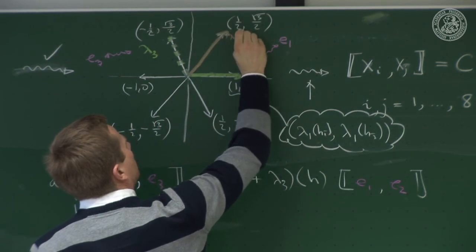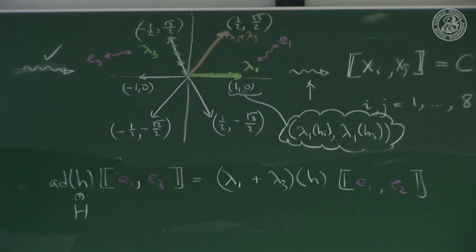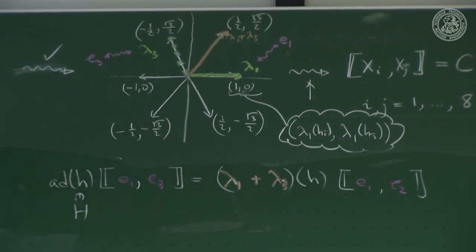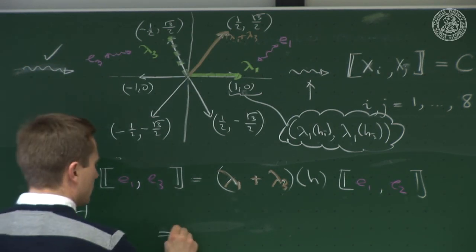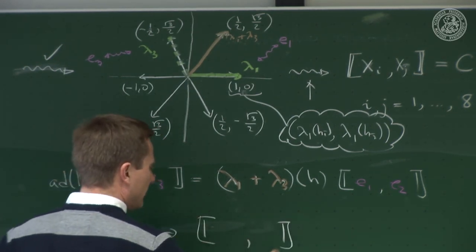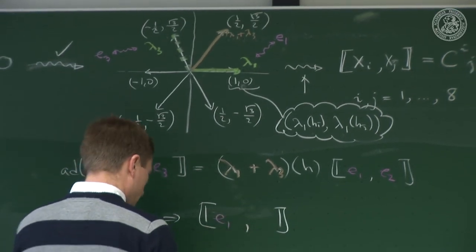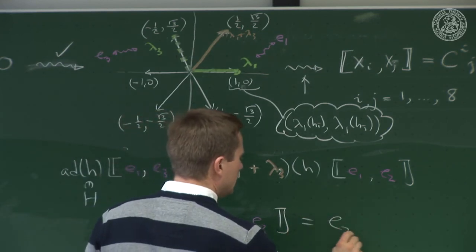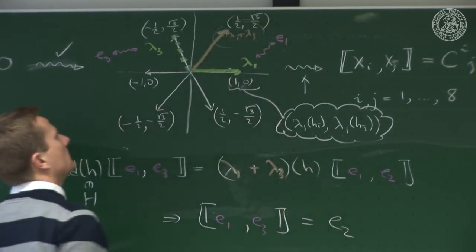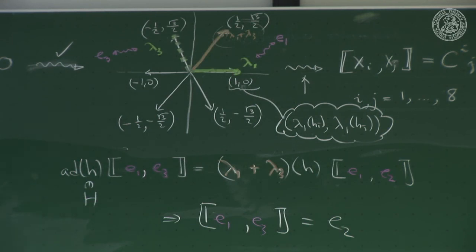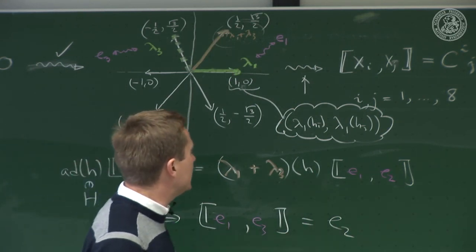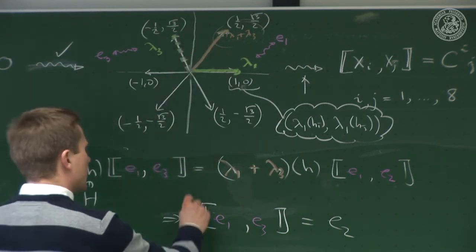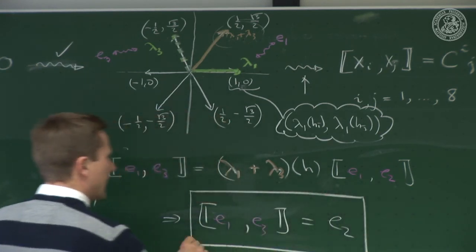So this is, of course, lambda 1 plus lambda 3. You already know what that guy is. That must be the root we found before. So the commutator of E1 and E3 must be the E2 that corresponds to this root. Okay, so we found that the commutator of E1 and E3 is E2 because these two roots sum up to lie here. So this is one type of relation you get.